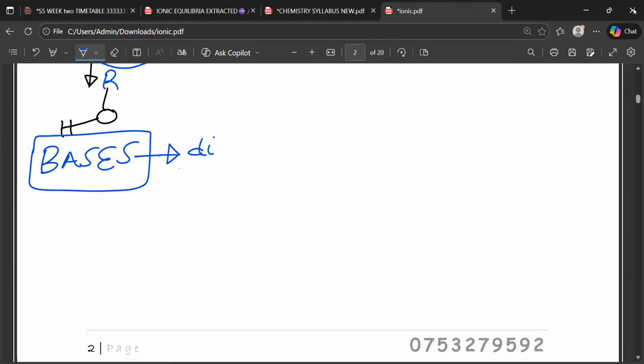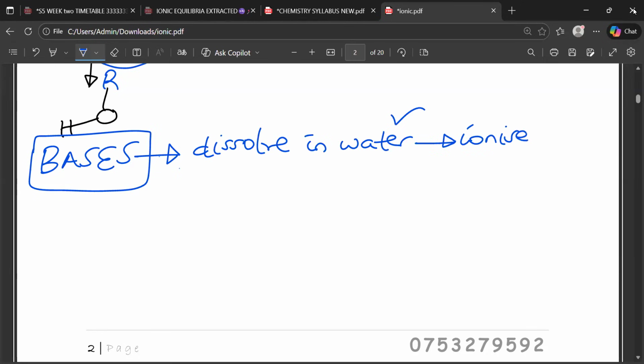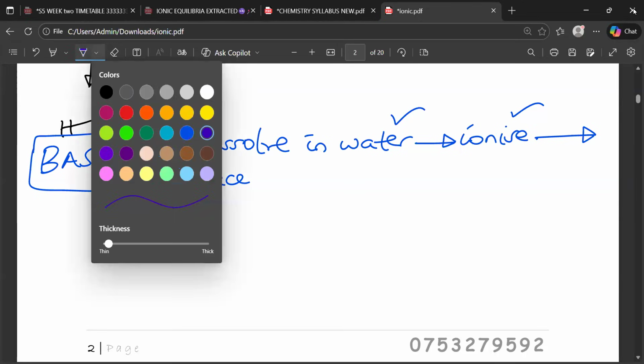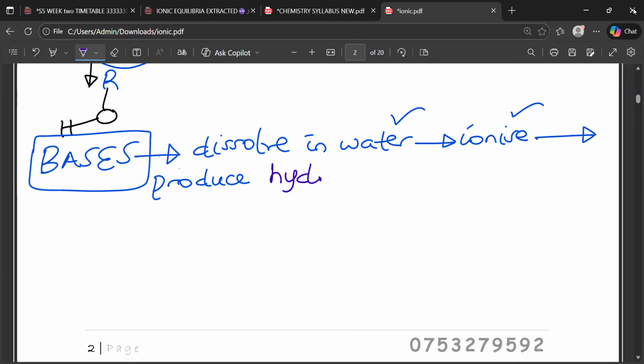So this time around, let me put for you the statements so that you appreciate the chemistry. These ones dissolve in water, and after dissolving in water, what happens? They ionize. And after ionizing, what happens? They produce. Acids produce hydrogen ions. The opposite of hydrogen ions in chemistry is hydroxide. So they produce hydroxide ions.